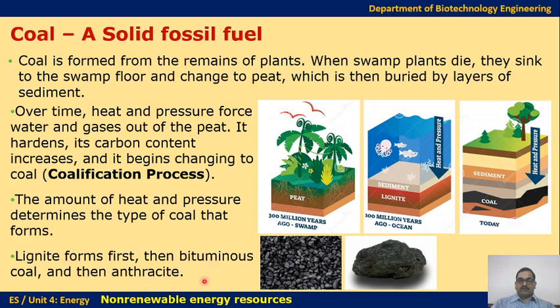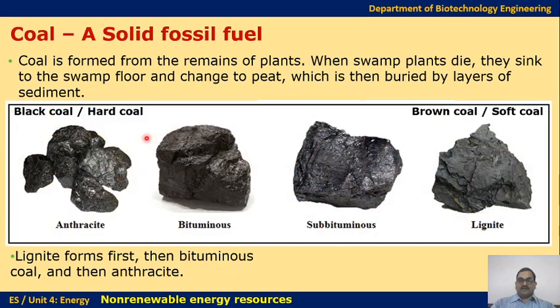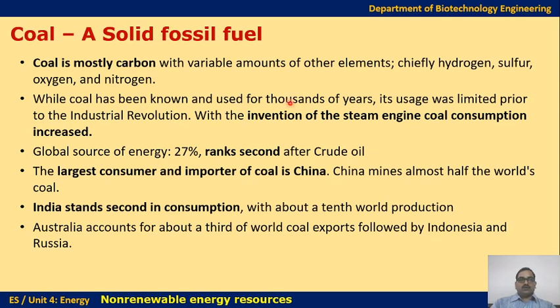In this particular order, the moisture content reduces and the quality of the coal increases. So you can say anthracite is the black coal, hard coal or very rich coal source. Whereas the brown coal, also called soft coal, the lignite, is a less energy-intensive coal. That's raw coal. Coal is mostly made up of carbon, with some elements of hydrogen, sulfur, oxygen and nitrogen.